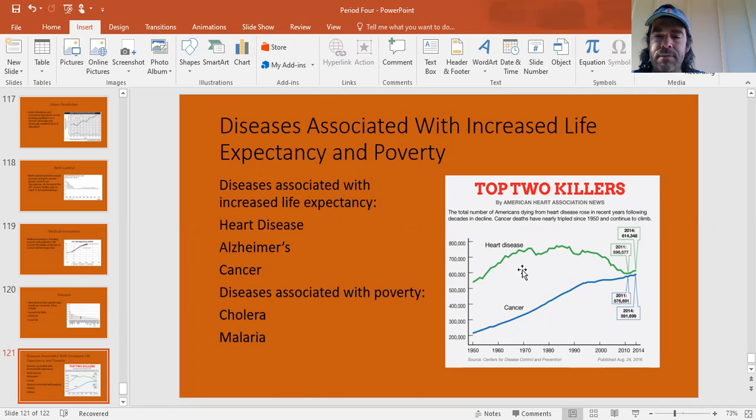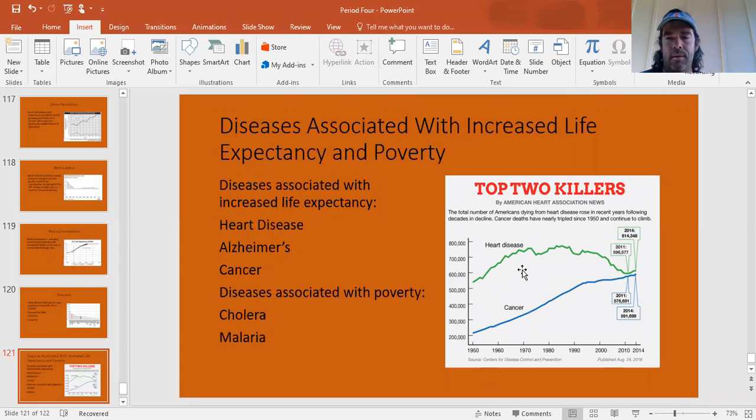But as people have lived longer, you're starting to see more and more widespread heart disease, which leads to heart attacks, Alzheimer's, and cancers in aging populations. The two leading causes of death in America today are heart disease and cancer. And 100 years ago, that just wouldn't have been the case.